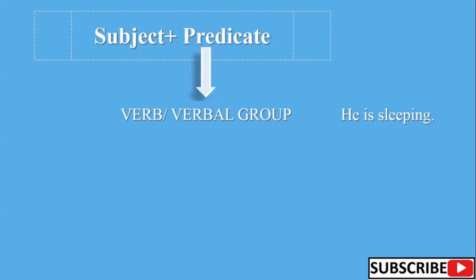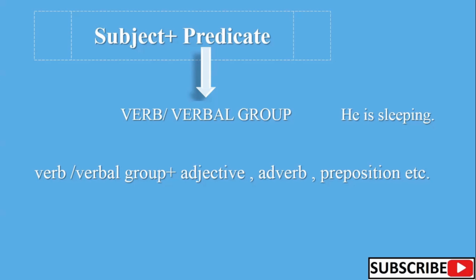What other things can we have? We can have a verb or verbal group. It is compulsory, it is a must. In a simple sentence, we must have a subject and a verb, a finite verb. But sometimes we can have other parts of speech, like there can be an adjective in the predicate with the verb. There can be an adverb, there can be a preposition or prepositional phrase, adverbial phrase, adjective phrase, clause, like that. So there are a lot of options we can choose from or write.